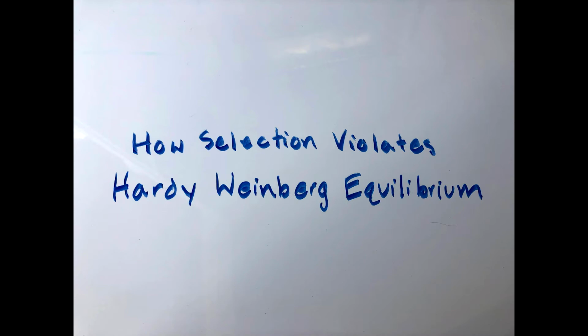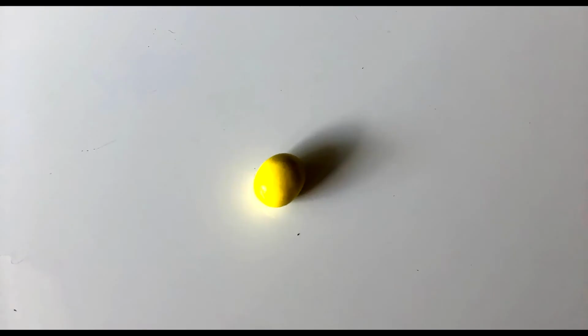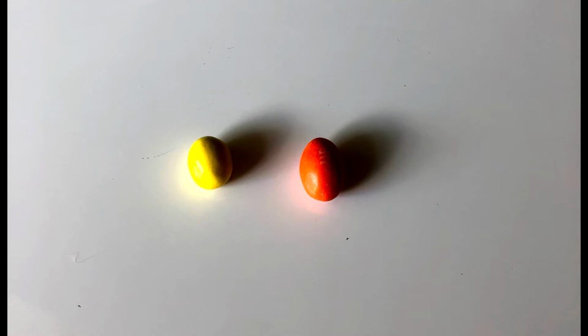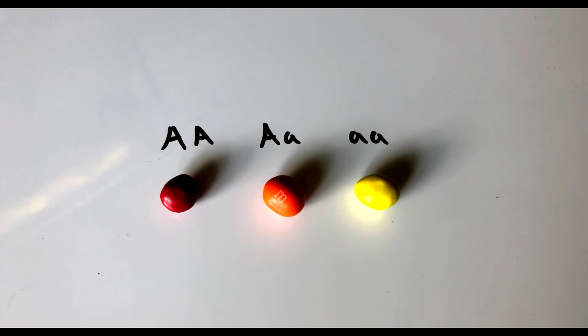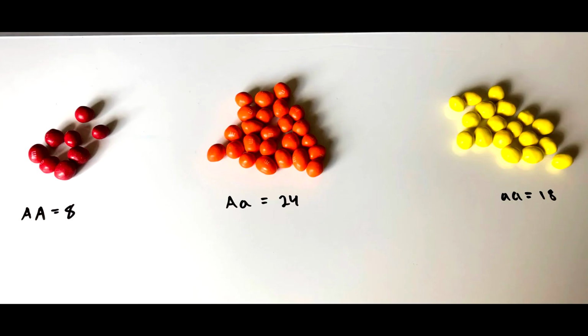Here is how selection violates Hardy-Weinberg equilibrium. The example organism is the peanut M&M creatures. They come in 3 coat colors: yellow, orange, and red. The genotypes for these are big A big A, big A little a, and little a little a. The number of individuals before selection is 8 red, 24 orange, and 18 yellow, which is 50 total individuals.